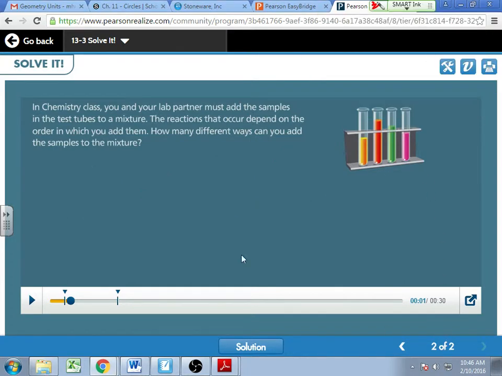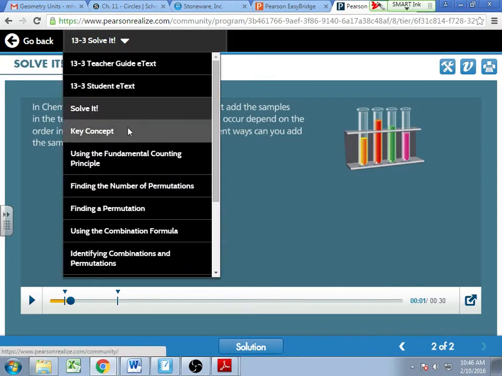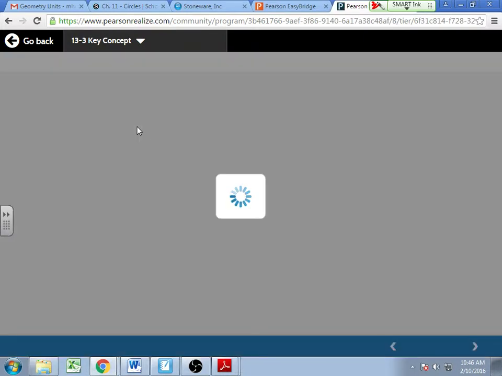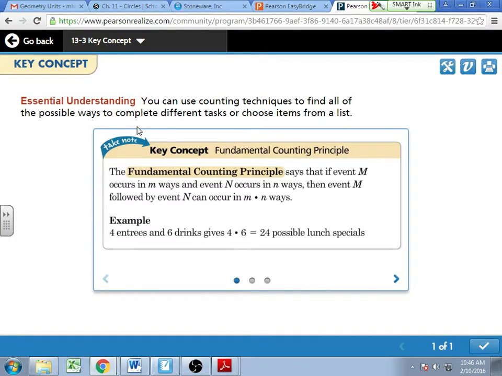Hey, we brought this action, not the problem. All right, here, this will hopefully help by looking at the key concept. Here's the key concept. These are the 3 basics that you need for this lesson.